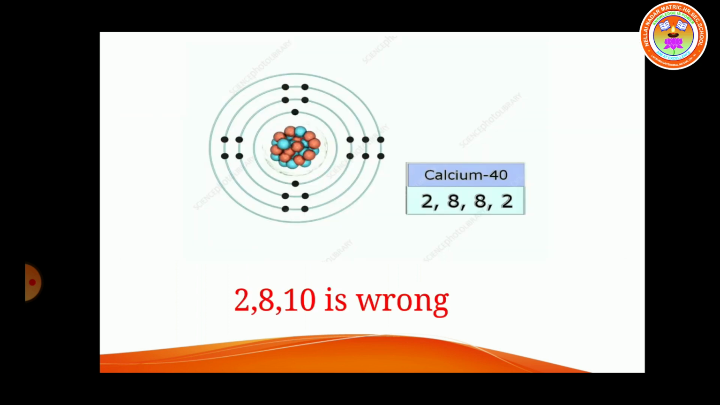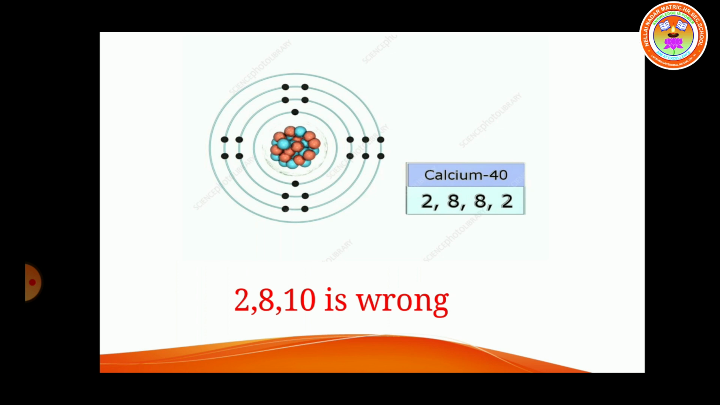We see one example. This is the electronic configuration diagram of calcium. We know the atomic number of calcium is 20 and the atomic mass of calcium is 40. Atomic number 20 means 20 electrons are present in calcium. So how many electrons are present in calcium? 20, because the number of electrons is equal to the atomic number. So we have to write the electronic configuration as 2, 8, 8, 2.